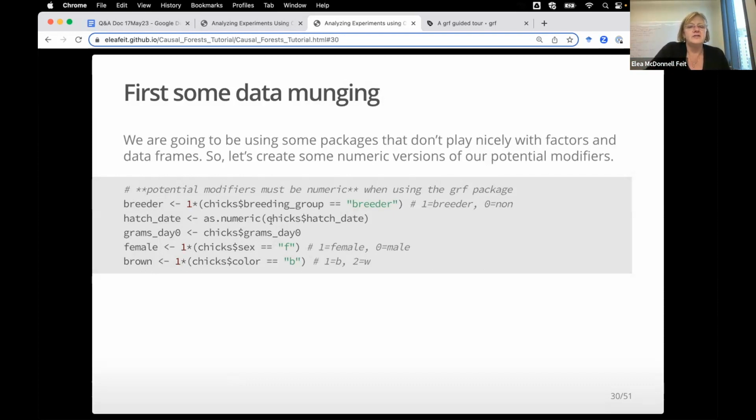The first one is breeder. If the chick's breeding group is breeder, you get true, and then you multiply by 1, and that gives you a number: 1 if it's breeder and 0 if it's non. For the hatch date, I'm just going to use the as.numeric function to convert that date to a number, using whatever standard R has for storing dates as numbers. The grams is already a number, so I can leave it how it is. I'm just storing it in grams day 0. For the female variable, I'm doing the same trick: if the chick sex is female, that'll be a 1. If chick sex is male, this will be false, and when you multiply false by 1, you get 0 for male. Same thing for brown. So we've got our variables, and they're now numeric.